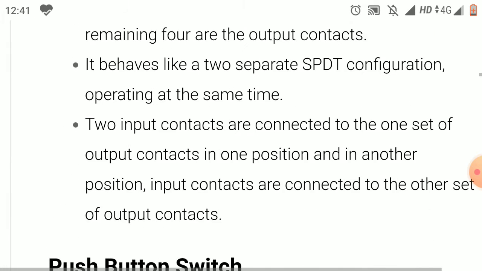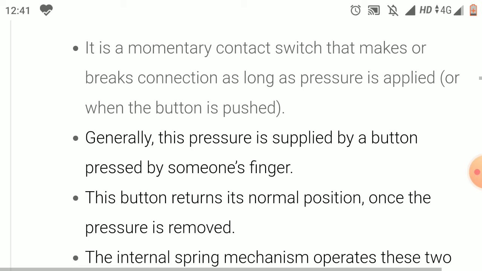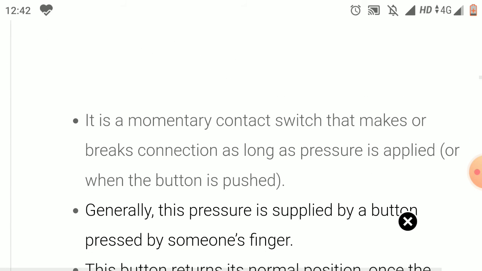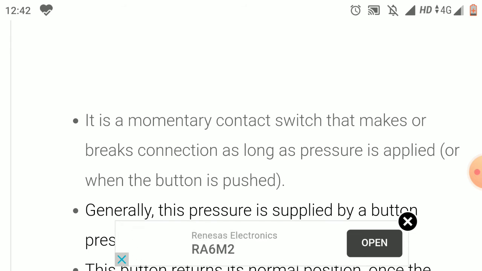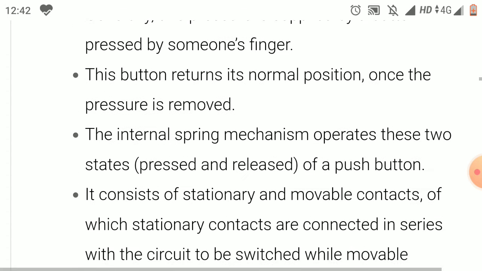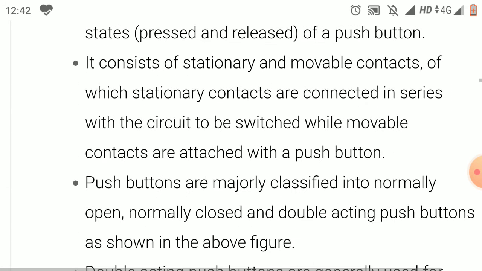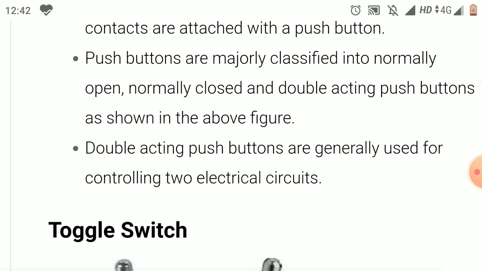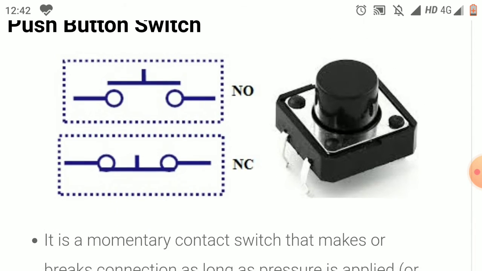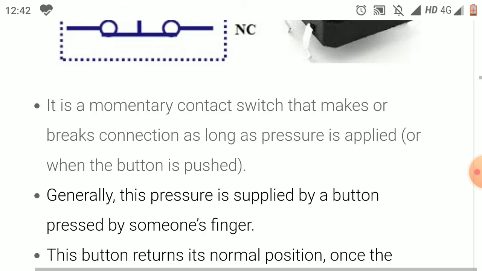Next is the push button switch. Push button switches are more commonly applied manually only by the operator, and these have movable contacts to operate them. So this looks like this. There are normally closed and normally open types.